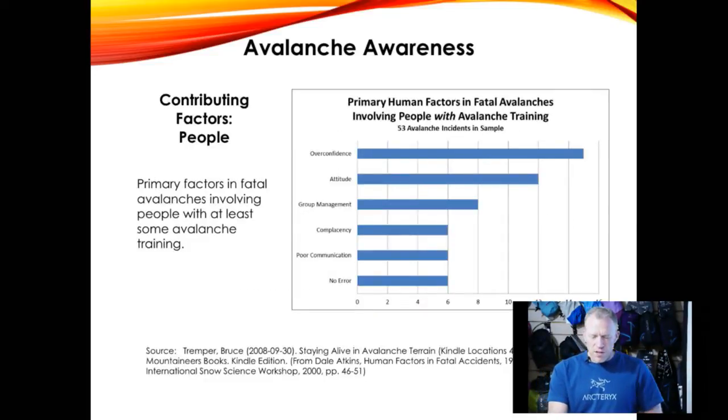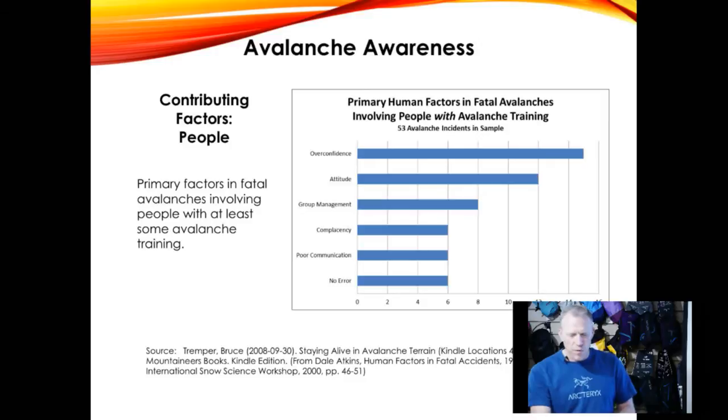All right, primary human factors in fatal avalanches involving people with avalanche training. Number one thing, overconfidence. Secondly, attitude. Third, difficulties in group management, and then the others down here.